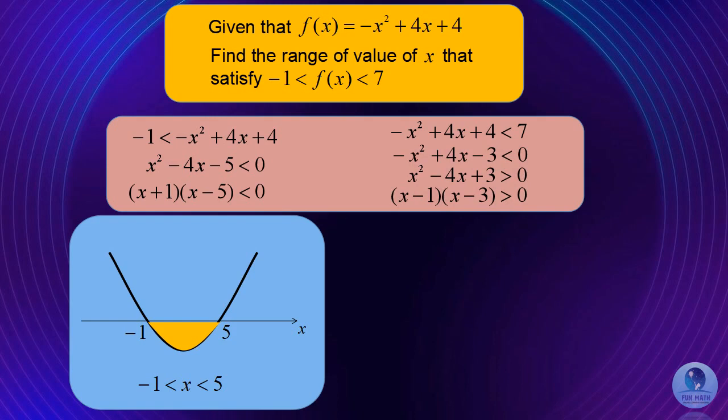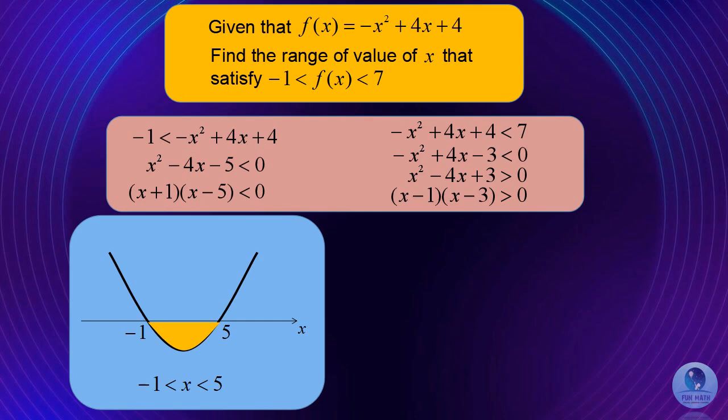Look at the second one. Negative x squared plus 4x plus 4 is lesser than 7. Rearrange this inequality and you get negative x squared plus 4x minus 3 is lesser than 0. Multiply with a negative sign and you get x squared minus 4x plus 3 is greater than 0.